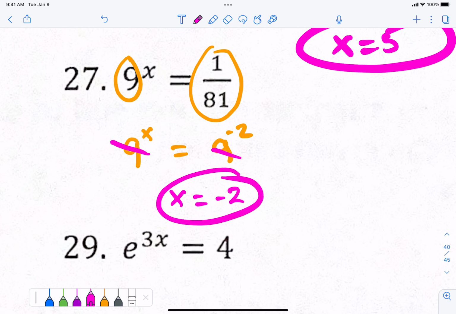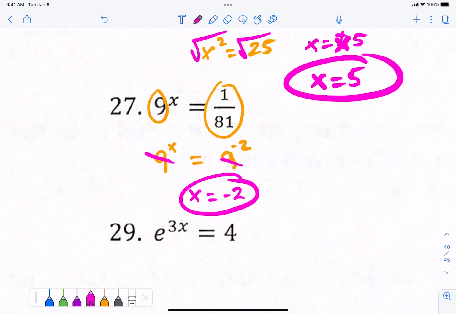Hey, look at that. I did it a different way. That's okay. I took the logs of both numbers, which is what we're going to do in the next problem.